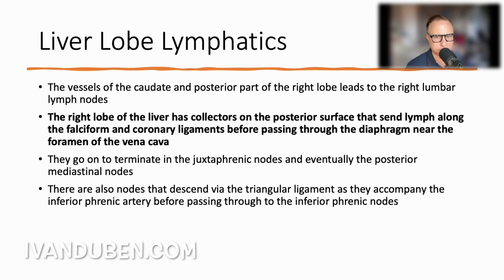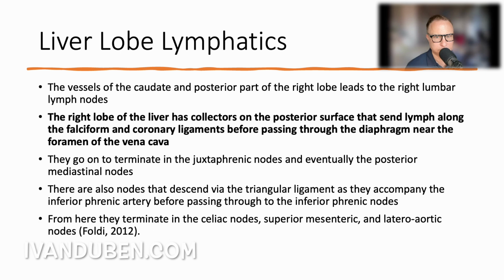There are also nodes that descend via the triangular ligament as they accompany the inferior phrenic artery before passing through to the inferior phrenic nodes. From here, they terminate in the celiac nodes, superior mesenteric, and lateral aortic nodes.